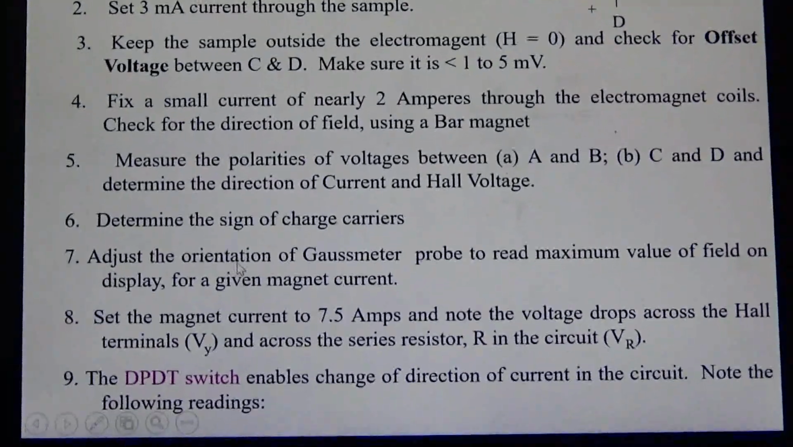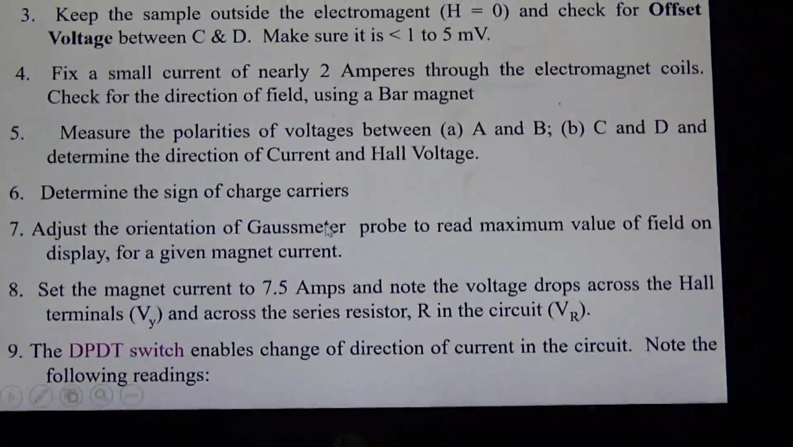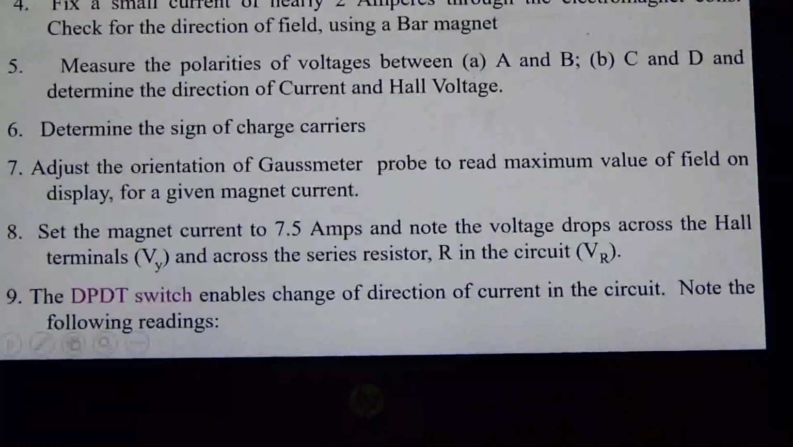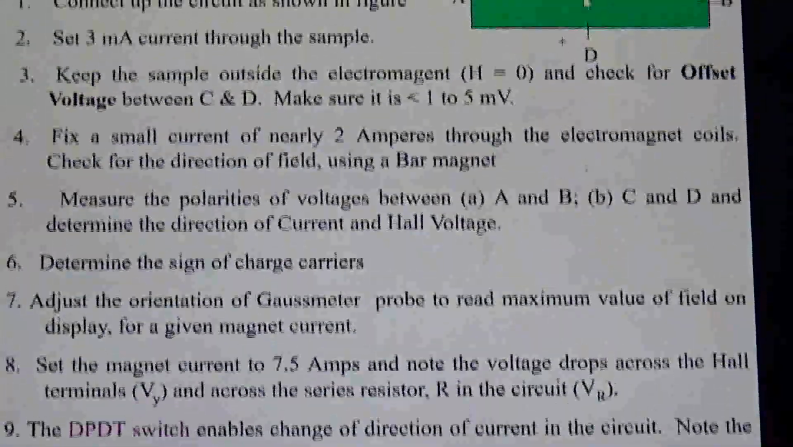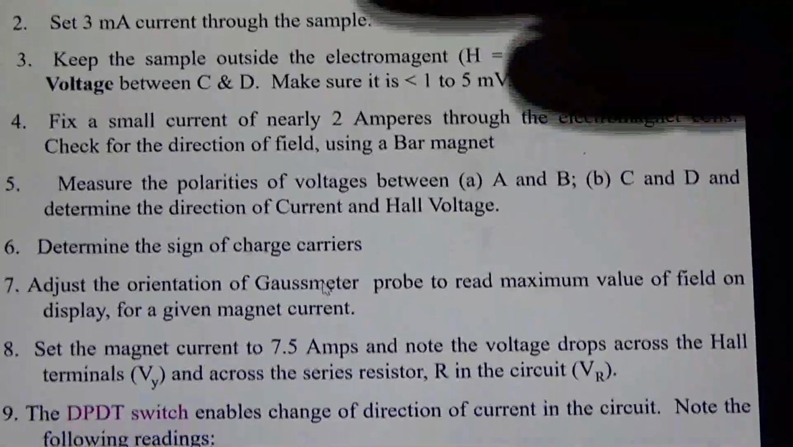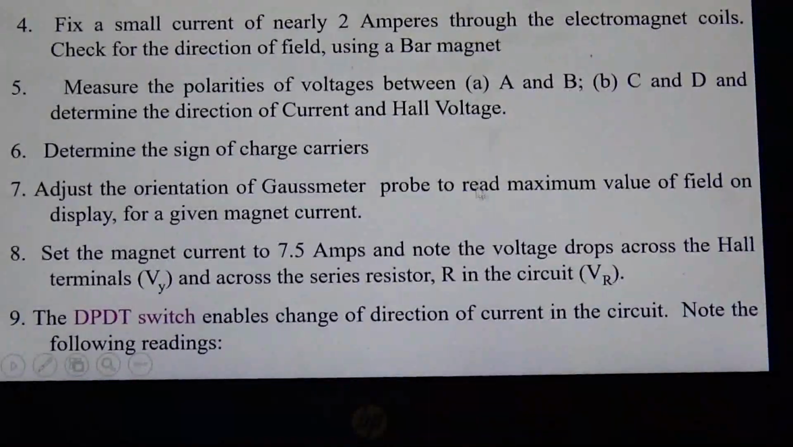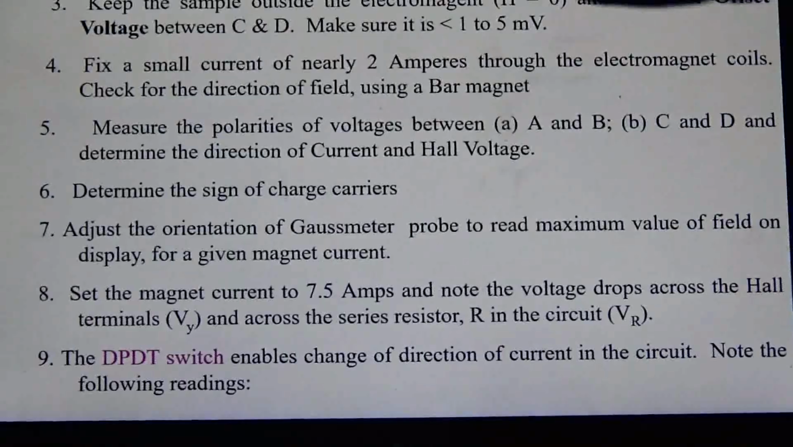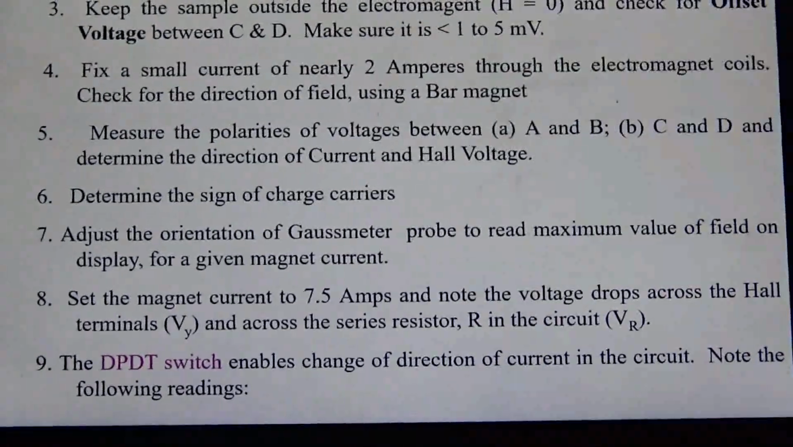Then I have to adjust the orientation of the Gauss meter to measure the accurate value of the field that is seen by the sample. The Gauss meter has to be adjusted such that I measure the maximum voltage. Otherwise, if the Gauss meter is making some angle, then I am measuring only a component of the magnetic field, not the actual magnetic field seen by the sample.